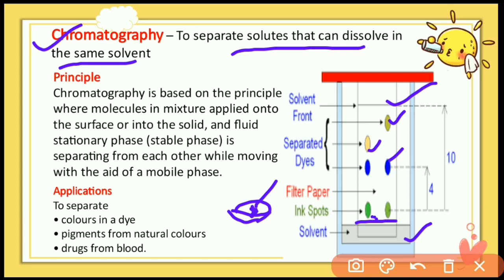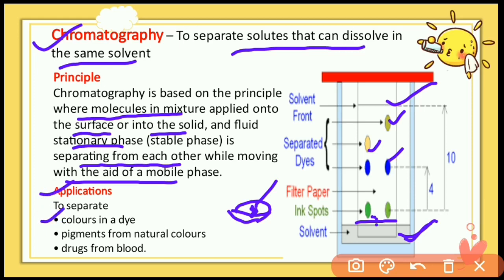The principle is that chromatography is based on the principle where molecules in a mixture applied on the surface or into the solid and fluid stationary phase are separated from each other while moving with the aid of a mobile phase. So here the mobile phase is the solvent water and the stationary phase is the ink. Its applications are to separate colors in dyes, pigments from natural colors, and drugs from blood.